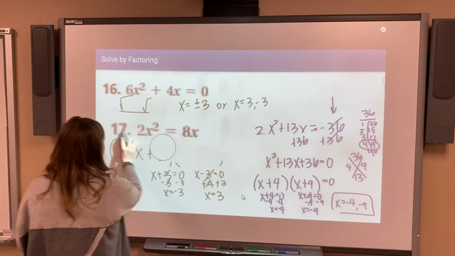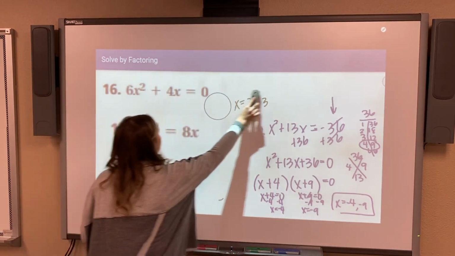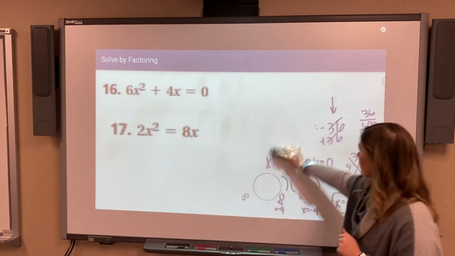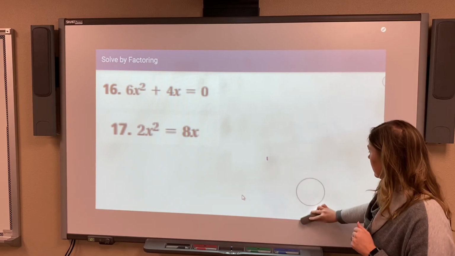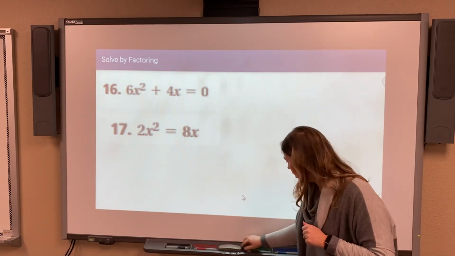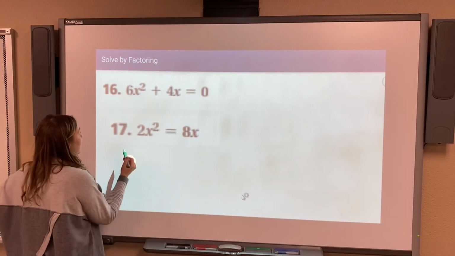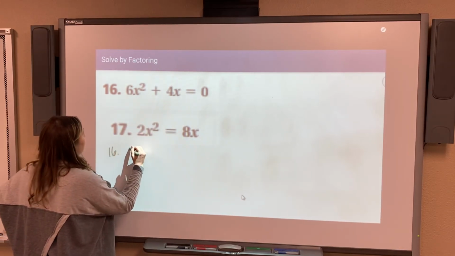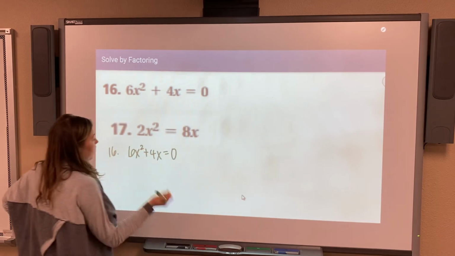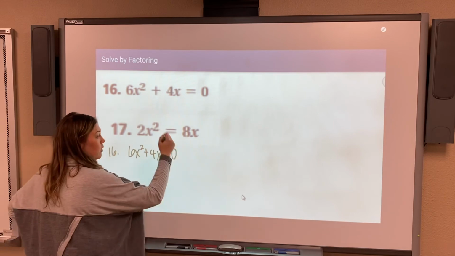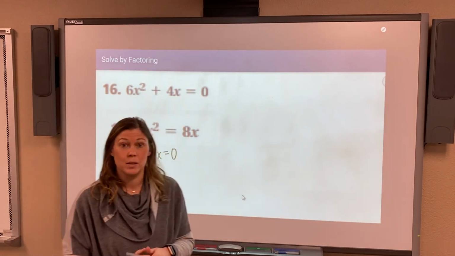Okay, a couple more examples, and then we're going to look at what you do if we graph it, and then we're done. So here, let's look at 16 and 17. Those are two special cases. Let's do 16 first: 6x squared plus 4x is equal to 0. First check, equal to 0. Good. Second check, we only have two terms, so let's see if they have something in common.